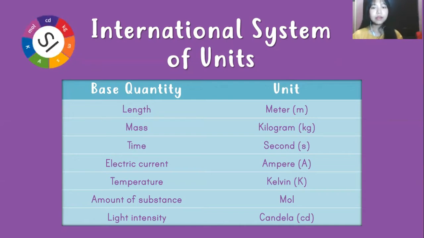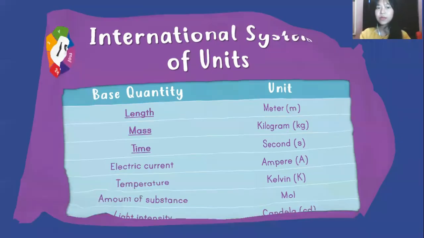So the first one is length and the unit is meter. The second one is mass, the unit is kilogram. We also have time and the unit is second. Then we have electric current and the unit is ampere. Then there is temperature and the unit is Kelvin. Also amount of substance, the unit is mole, and the last is light intensity and the unit is candela. For today, we are going to learn about 3 base quantities, which are length, mass, and also time. So let's start with the first base quantity.